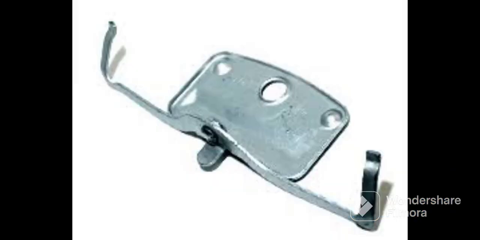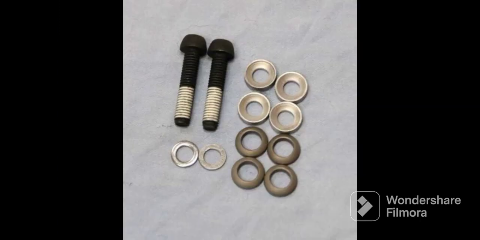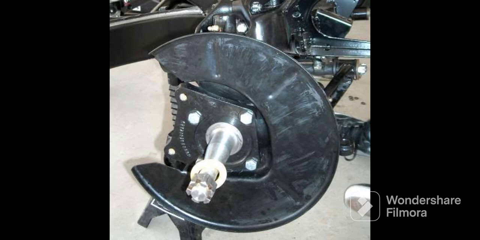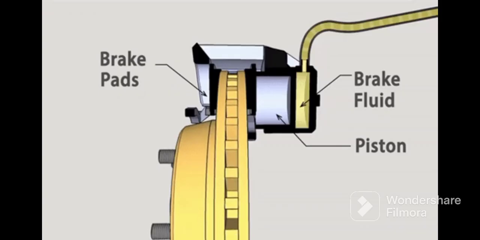Anti-rattle clips. Small metal clips that hold the brake pads in place and prevent them from rattling or vibrating. Mounting hardware. Bolts, clips, and other hardware that attach the caliper to the bracket and the bracket to the vehicle. Dust shields. Optional metal plates that are mounted between the rotor and the wheel hub to protect the rotor from dust and debris.